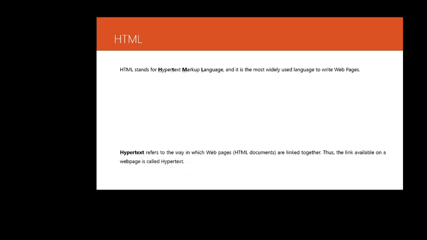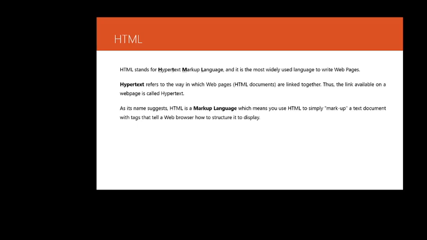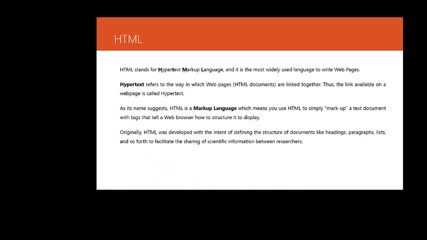page designing languages available. And if you talk about hypertext, it is how the elements are linked together. HTML documents are linked together, and these links are provided in the form of hypertext. Markup means we have to simply mark up a text document with tags so that the browser knows in what format or in which structure it has to display the content.